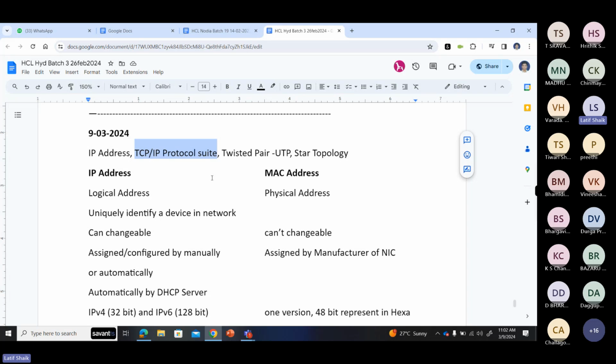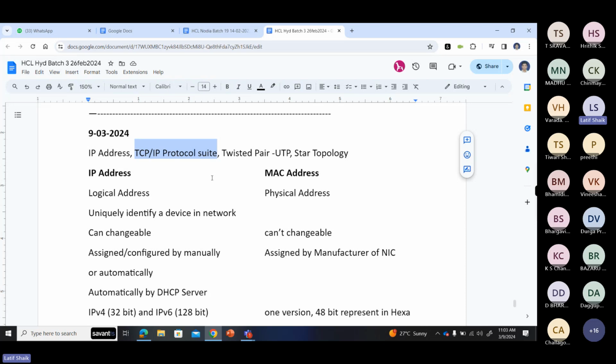Most commonly, though in some special cases it may differ, we use IP addresses, that too IPv4, and the TCP/IP protocol suite to communicate in the network. If you are using a cable, not wireless, of course, it is UTP cable only, connected in a star topology. That is the first point, so always keep those things in mind.